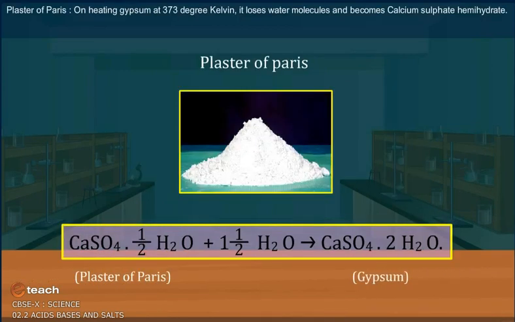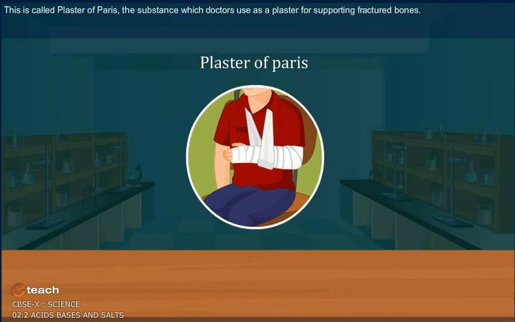Plaster of Paris. On heating gypsum at 373 degrees Kelvin, it loses water molecules and becomes calcium sulfate hemihydrate. This is called plaster of Paris. The substance which doctors use as a plaster for supporting fractured bones. Plaster of Paris is a white powder, and on mixing it with water, it changes to gypsum once again, giving a hard solid mass.